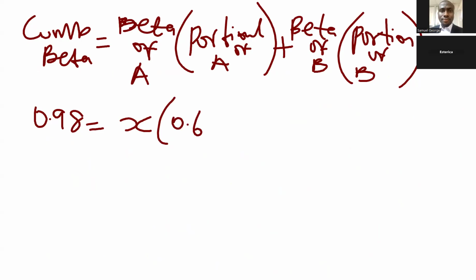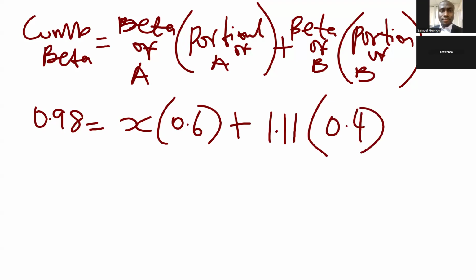What is the beta of activity B, which is wind farm? The beta asset is 1.11. And the portion of wind farm in Liu's business is 40%, that's 0.4. So we are going to solve for X. 1.11 times 0.4 gives 0.444.